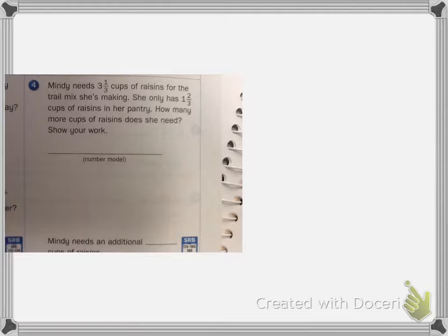Number 4 says Mindy needs 3 1/3 cups of raisins for the trail mix she's making. She only has 1 2/3 cups of raisin in her pantry. How many more cups of raisin does she need? Show your work. So if we look here, our important parts are this 3 1/3 and 1 2/3. So we know we're going to have to do something with those numbers. Then we look at the problem. It says how many more. Anytime we see how many more, we know we have to subtract. So our number model would be 3 1/3 minus 1 2/3.